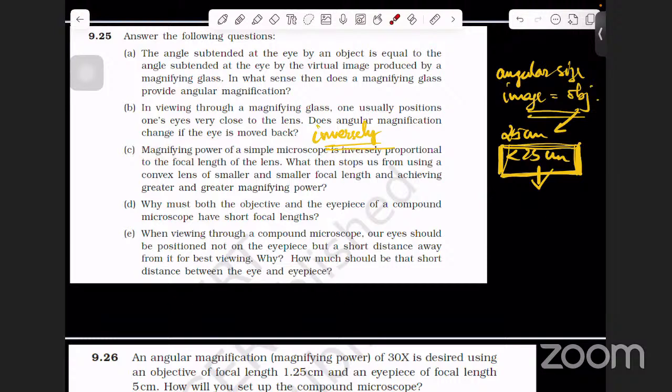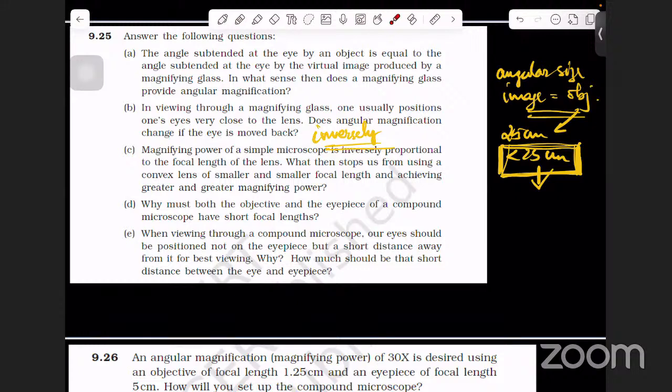Next question. Magnifying power of a simple microscope is inversely proportional to the focal length of the lens. Then what stops us from using a convex lens of smaller and smaller focal length? If we go smaller and smaller, then we should have a higher magnifying power, right? Because it's inversely proportional. But we don't use it. What then stops us from achieving a greater and greater magnifying power?